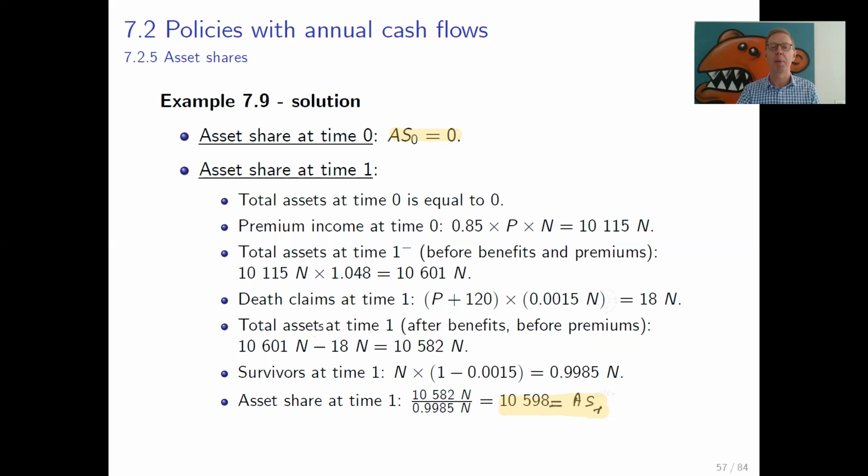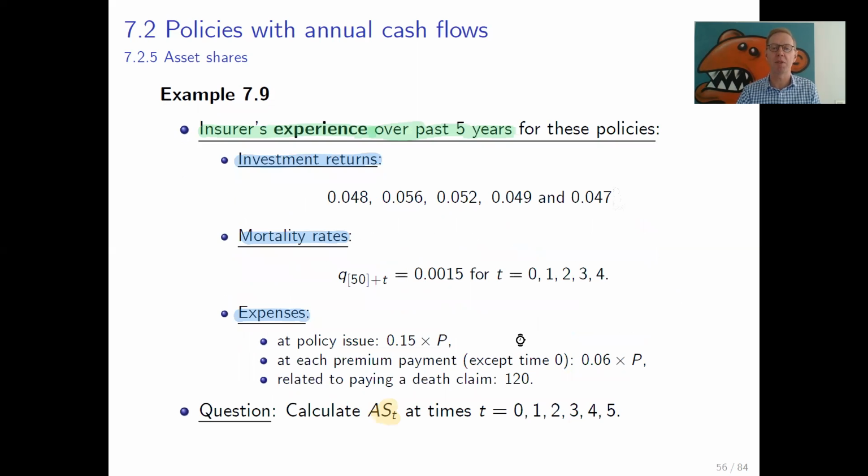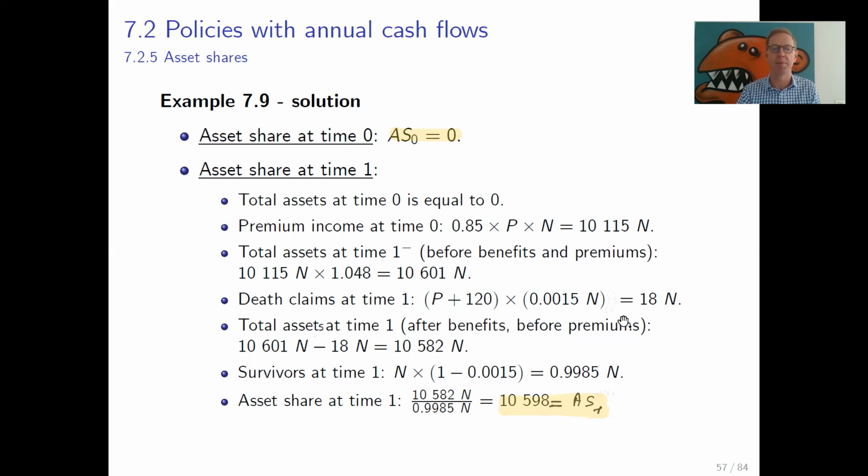And how many people die? The probability of dying was 0.0015. That's the frequency of dyers that we observed, multiplied by n. So that gives us death claims of amount 18n. The total assets now at time 1 after benefits and before premiums is then 10,601 n, that's the amount that we had at time 1 minus, minus 18n, that's the amount that we paid for the dyers, which gives us 10,582 n.